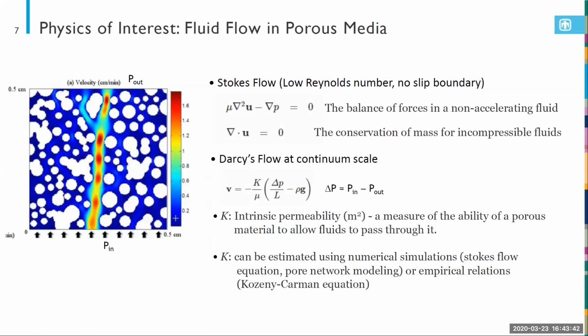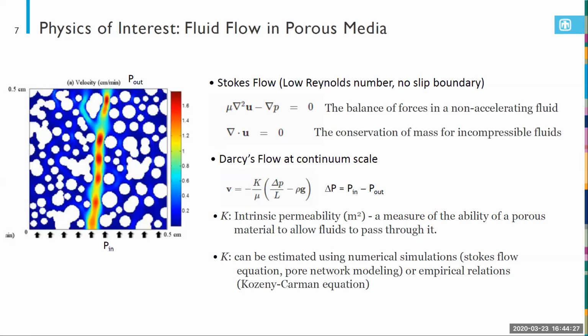So for today, the topic of interest is fluid flow in porous media in terms of permeability. And in our system, typically we represent our flow field using Stokes flow because our Reynolds number is really low, and typically no boundary conditions. So you can use this Stokes equation with some mass balance equations. At the continuum scale, we typically use Darcy's flow law, represented by this K, the permeability, which is a measure of a porous medium's ability to allow fluid to pass through. So a higher value allows fluid to flow faster.